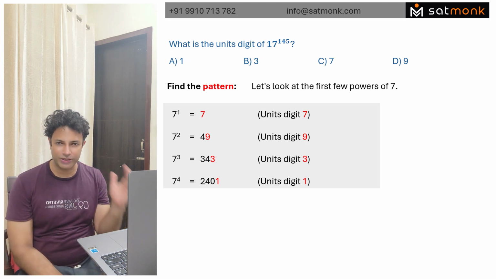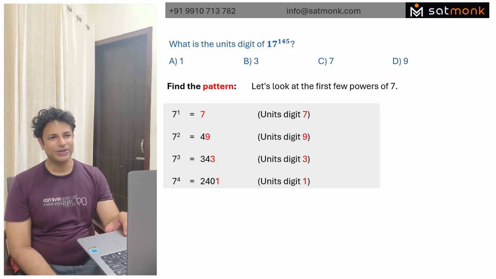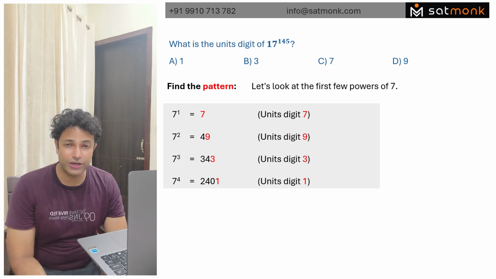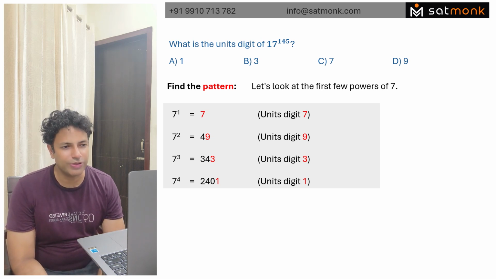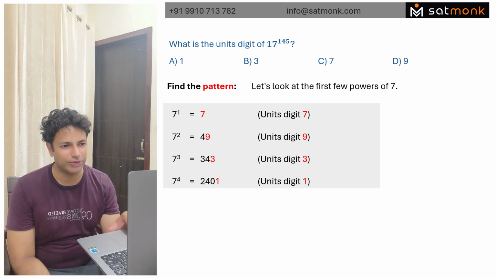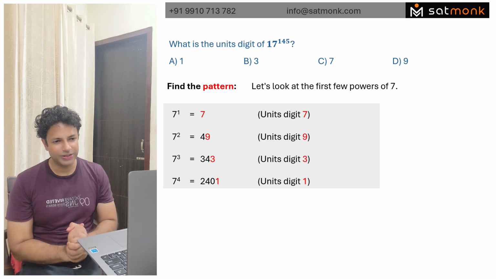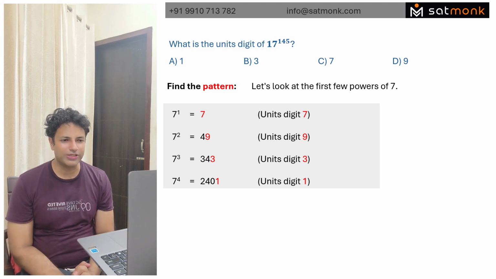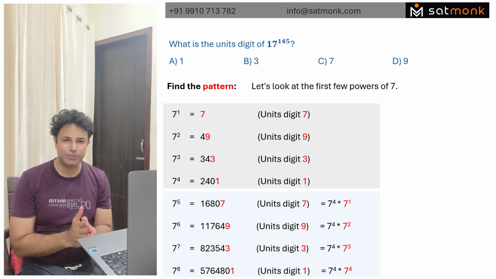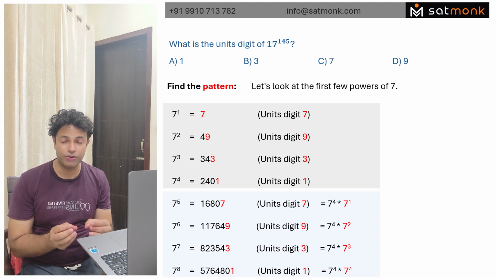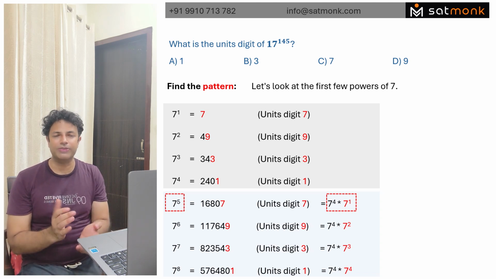So 7 raised to the power 1 is 7 and 7 raised to the power 2 gives you 9 in the units digit. 7 raised to the power 3 gives you 343. So in the units digit you have 3. And then 7 raised to the power 4 gives you 2401. So here what do we have? 1 in the units digit. Now watch what happens next. 7 raised to the power 5 is basically nothing but 7 raised to the power 4 multiplied by 7. Okay, so the units digit becomes 7 once again.